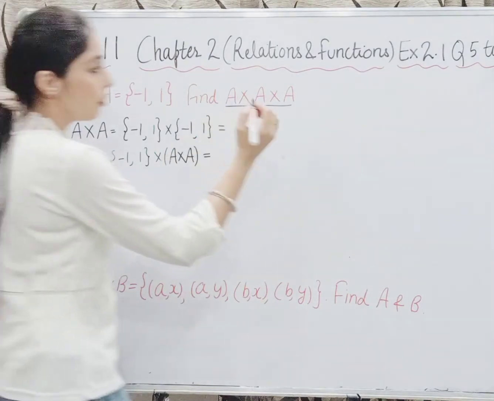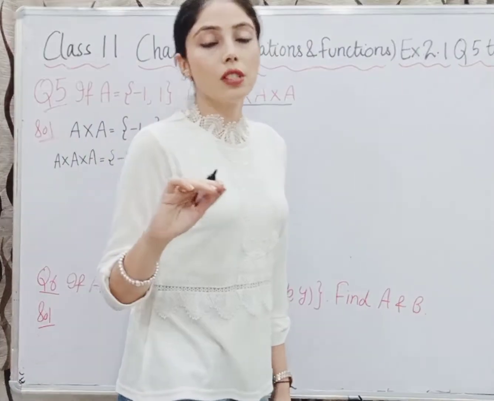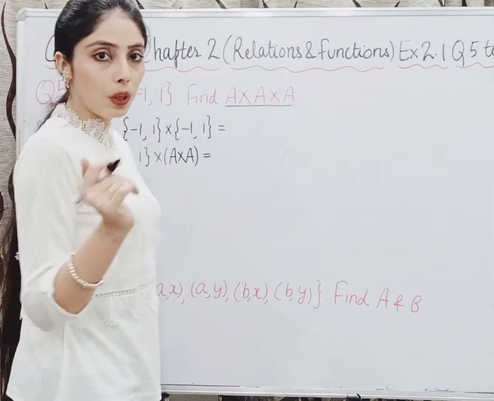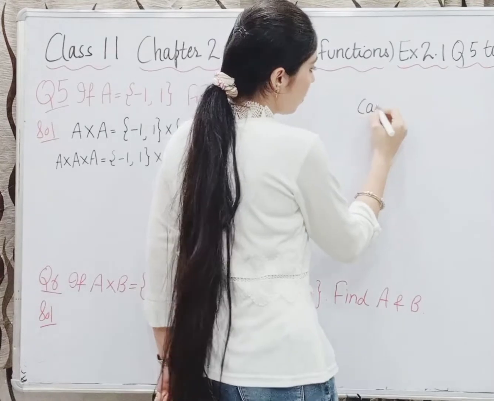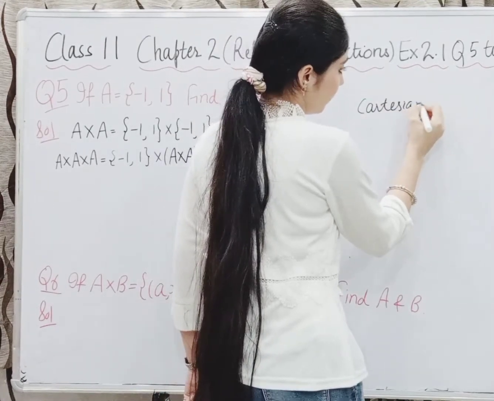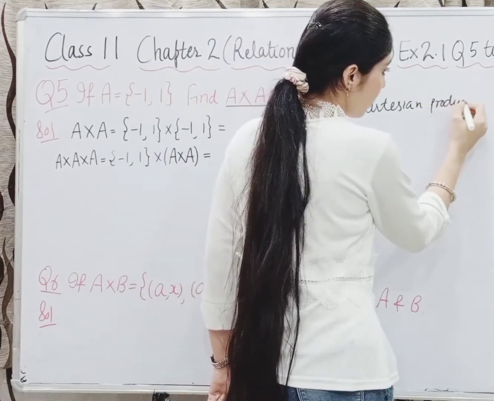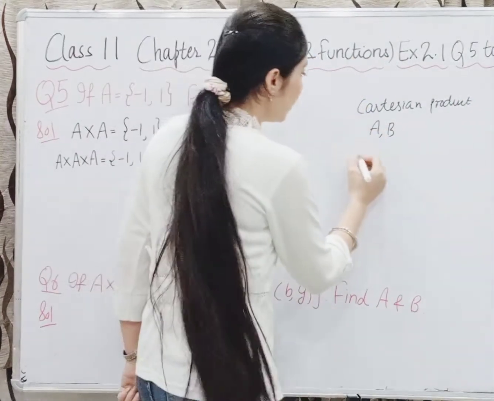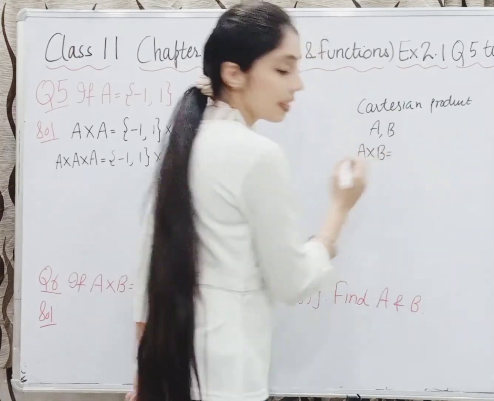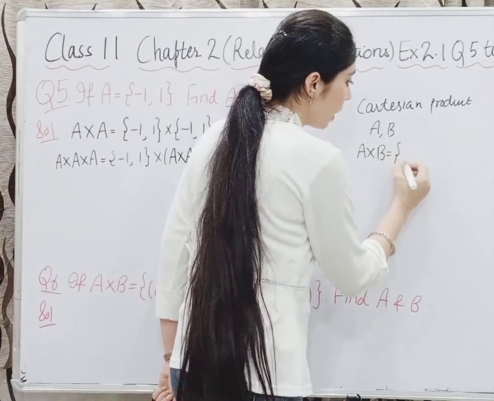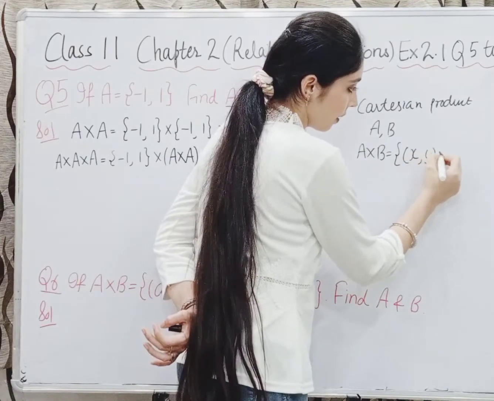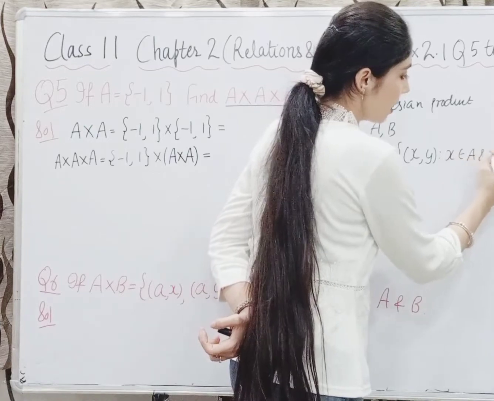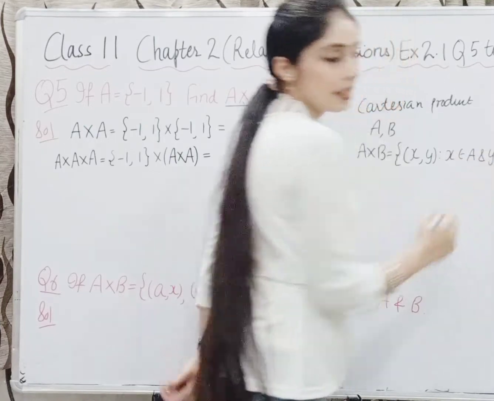Okay, so we know that in the previous lecture we discussed the definitions based on exercise 2.1. In this we also discussed the Cartesian product. What was the Cartesian product? If we have two sets A and B, then the Cartesian product is denoted as A cross B, and in this we have all the ordered pairs of this type such that the first element belongs to the first set and the second element belongs to the second set.